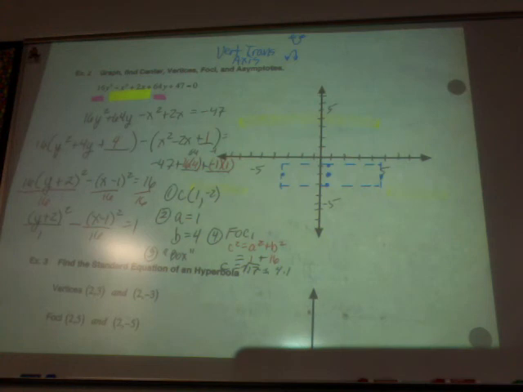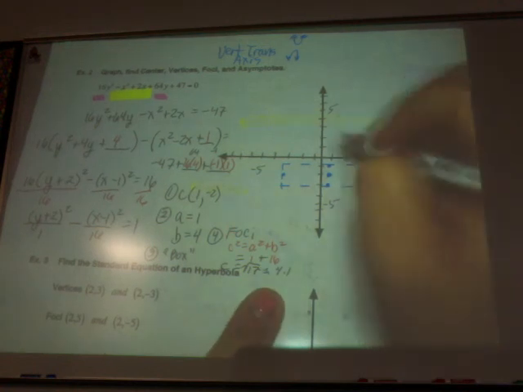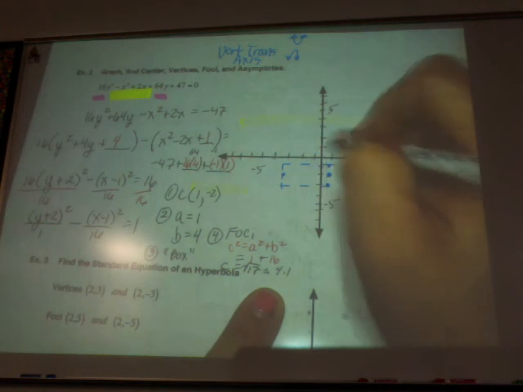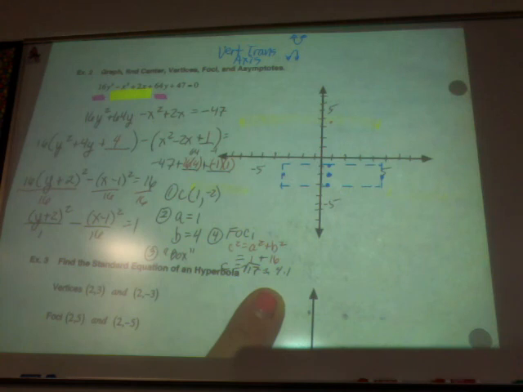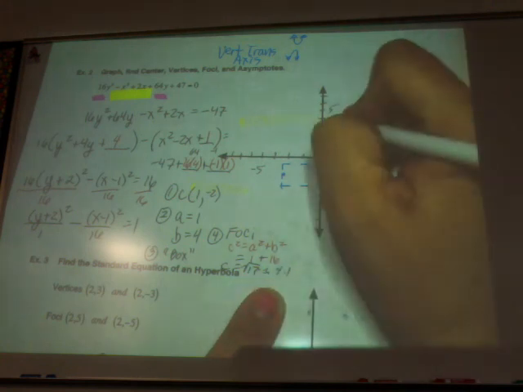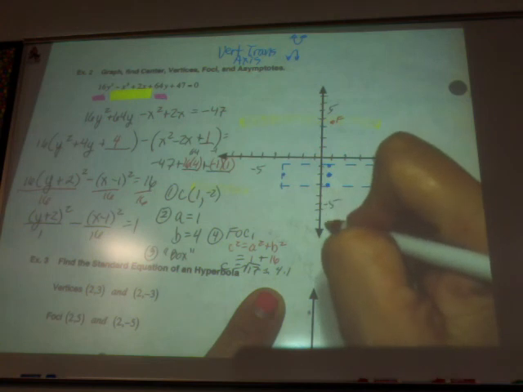Is it up, down, right, or left? What's your vertical transverse axis? Oh, it's vertical. Oops. Transverse axis is vertical, right? So that means that we're going to go up 4.5. So from here up a little smidge, and then down a smidge.